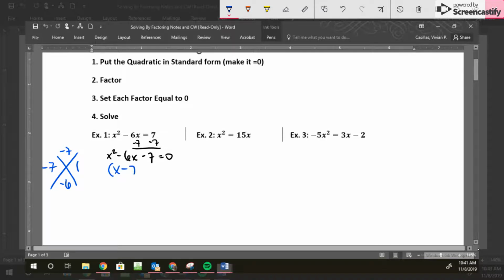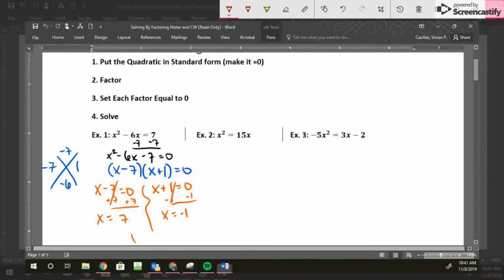So I've got x minus 7 and x plus 1 equals 0. I have now factored it. Now that the equation equals 0, I take each factor and set each one of them equal to 0 and solve for these 2 equations. I can probably do this in my head, but for the first one, I'll just give you some steps and show you. You'll get 7, and then on this side, you'll have negative 1. So you have 2 answers.